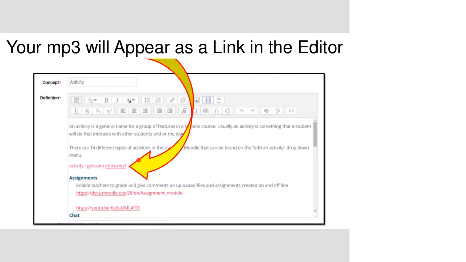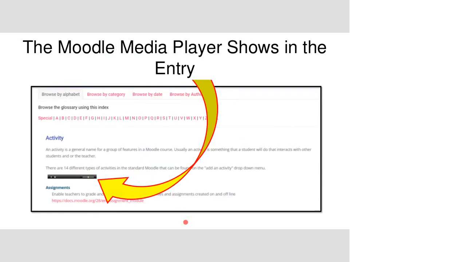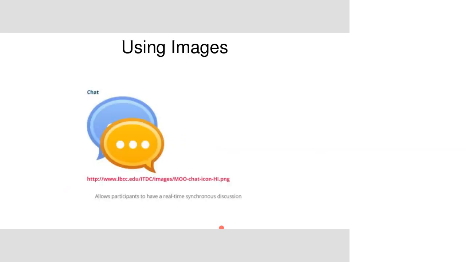Once you've got it in there, it'll appear like this in the editor, which can be a little bit off-putting because it doesn't look like you expect it to be. But once you save and go back to the entry in the glossary, you'll see that the Moodle media player shows up. You just click on there, and off you go and listen to it. Essentially, I've done the same thing here and just read what is there in text. Good for language learners to read and listen at the same time.